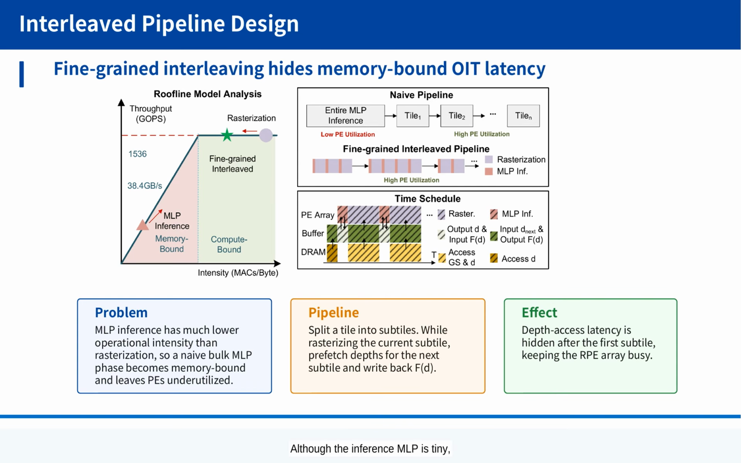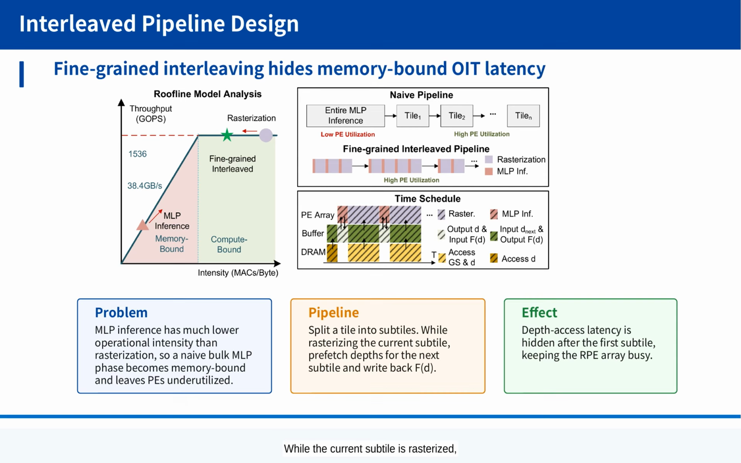Although the inference MLP is tiny, executing all MLP operations as a separate bulk phase would be inefficient. The reason is operational intensity. Rasterization reuses each Gaussian across many pixels, so it performs substantial computation per byte loaded. MLP inference reads depth values and performs only a few MACs, making it memory bound. We address this with a fine-grained interleaved pipeline. Each tile is divided into subtiles.